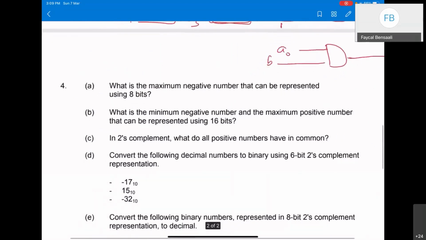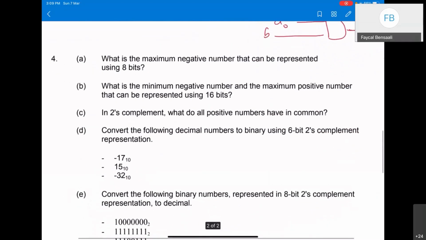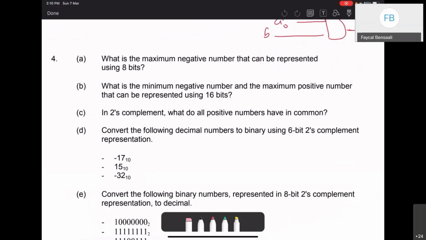Last question is related to the negative value, so we should do this quickly. What is the maximum negative number that can be represented using 8 bits? 2 to the power of 8 over 2. Minus 2 to the power of 8 over 2. Sorry, I didn't hear you. Say again, it's minus 2 to the power 8 over 2. Over 2 is like this, right? So it's basically 8 minus 1 here. Is this what you mean, yeah?